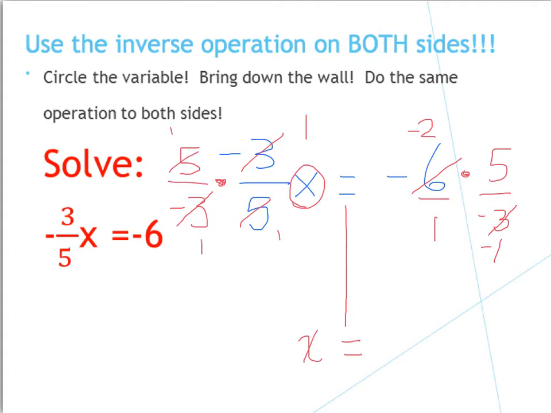I'm going to multiply the numerator times numerator. Negative times a positive gives me a negative, and 2 times 5 is 10. And 1 times 1 is 1. A positive times a negative is a negative. A negative divided by a negative is going to give you a positive. So my answer is actually going to be a positive 10, because the two negatives cancel each other out.